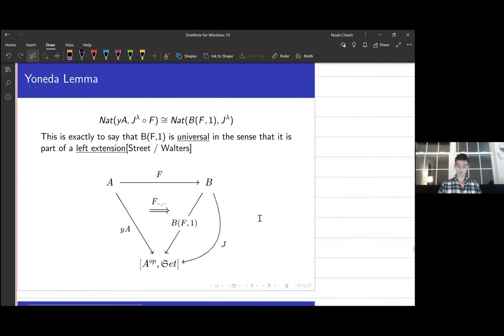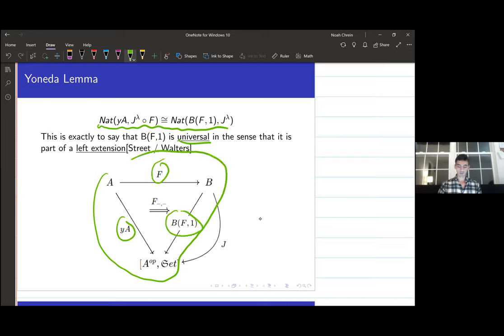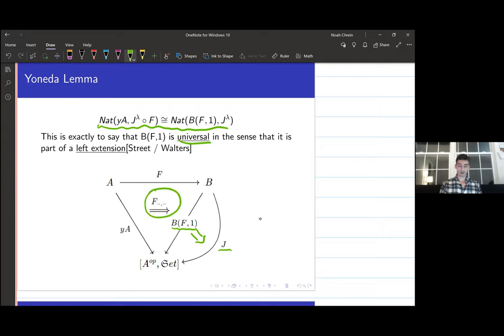And so what Street and Walters did, which I love, is abstract this even further by considering this equation as a universal property in a two category. The Yoneda lemma is essentially saying that this diagram here, which involves the Yoneda embedding, some functor and some composition of a functor, and some arbitrary presheaf profunctor, is saying that this middle diagram is a left extension. Okay, and so what does a left extension mean? Well, it means that if I have a morphism from this canonical structure into an arbitrary structure, I can precompose by this two morphism, and this is exactly this isomorphism above, which was the original Yoneda lemma.